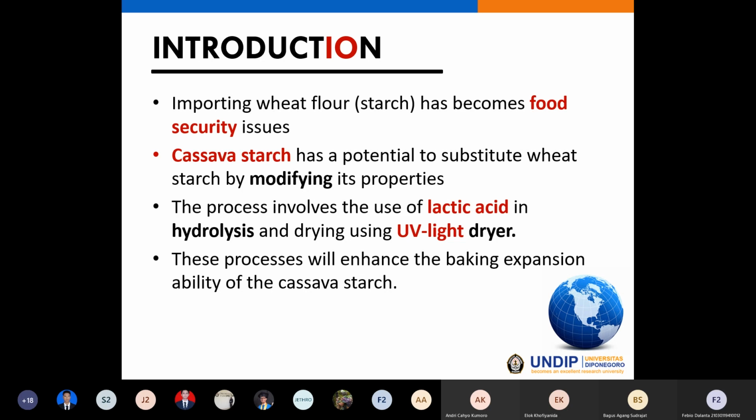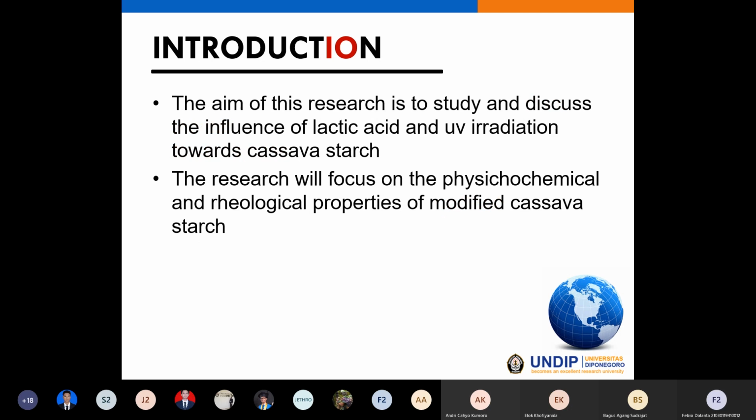The process involves the use of lactic acid in hydrolysis and drying using a UV light dryer. This process will enhance the baking expansion ability of the cassava starch. So, the aim of this research is to study and discuss the influence of lactic acid and UV irradiation toward cassava starch. The research will focus on the physicochemical and rheological properties of modified cassava starch.